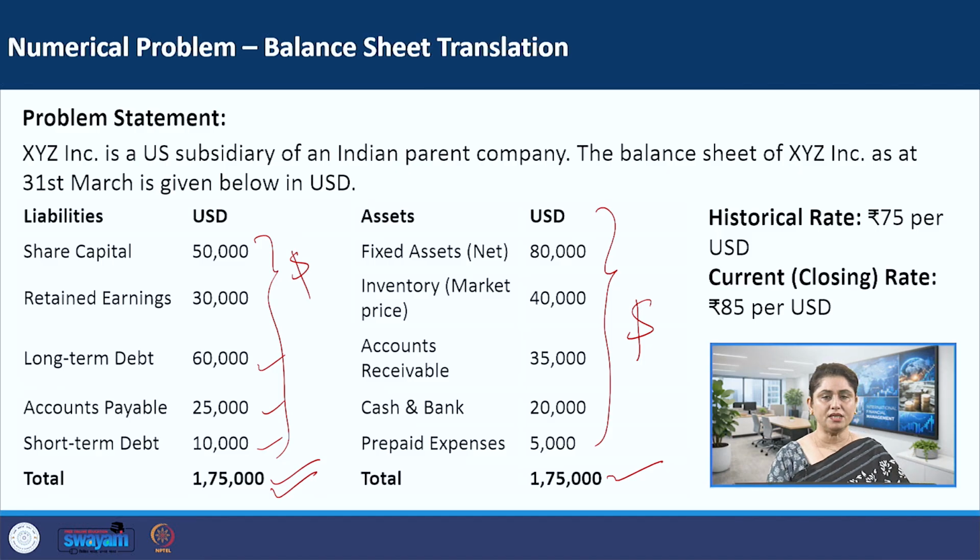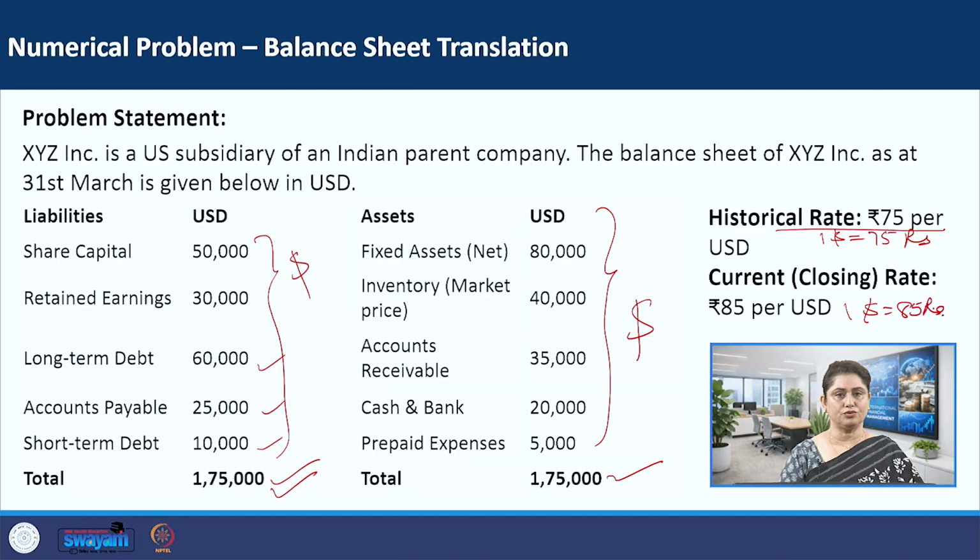Now, we have also been given the information regarding the rate. The historical rate is $1 equal to 75 rupees and the current closing rate is $1 equal to 85 rupees. Now, let us do this question.